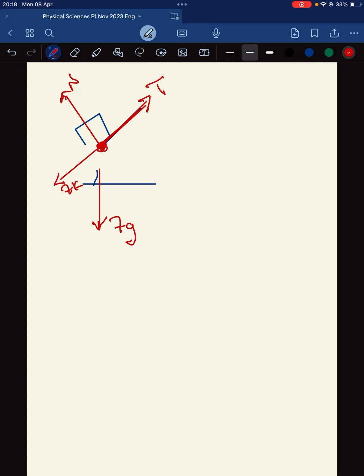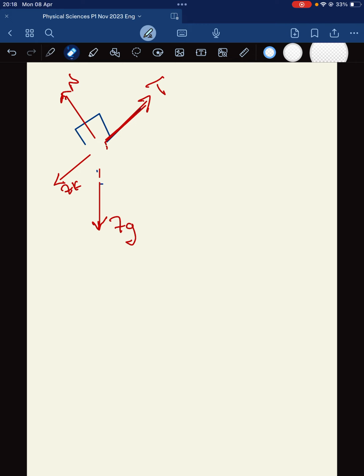So these are the four forces that will act on this object here.